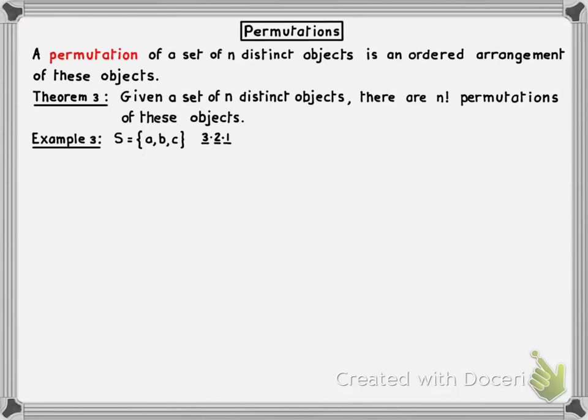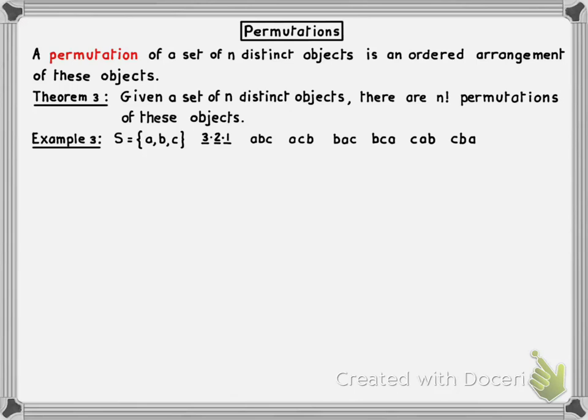Now, since 3 factorial is a small number, namely 6, we can go ahead and list all of the arrangements or permutations of the elements of S. First, we have the permutations that start with the element A. We have 2 of those, namely ABC and ACB. Then we have all the permutations that start with the element B, namely BAC and BCA. And finally, we have all the permutations that start with the element C, namely CAB and CBA, for a total of 6 or 3 factorial permutations of the elements of S.